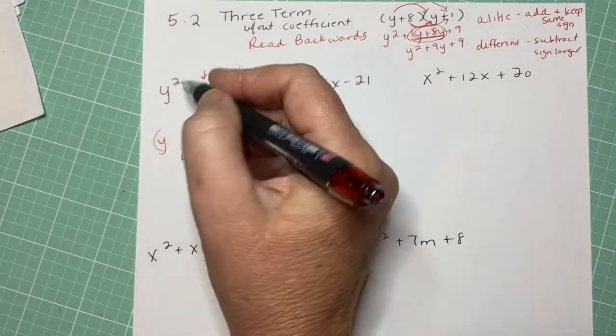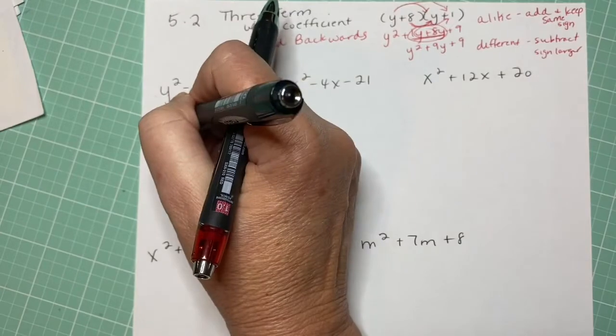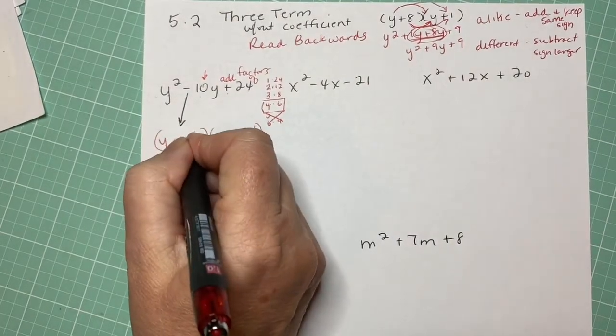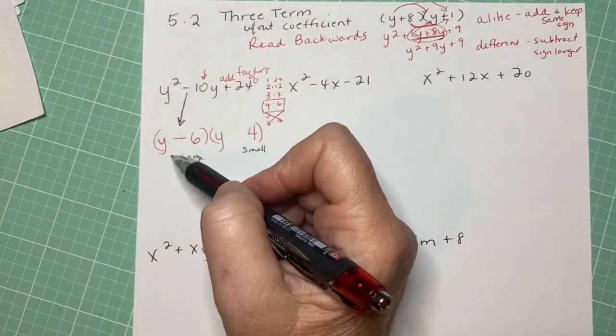And because we put the largest one first, we can just bring this sign down. We don't even have to think about that. If you put the largest first, the first sign comes down.